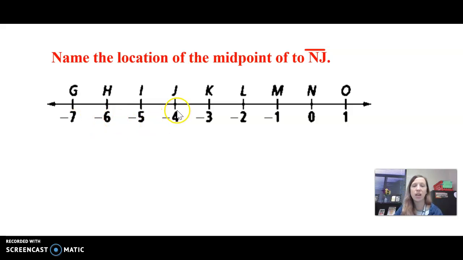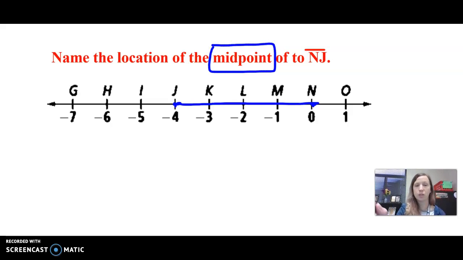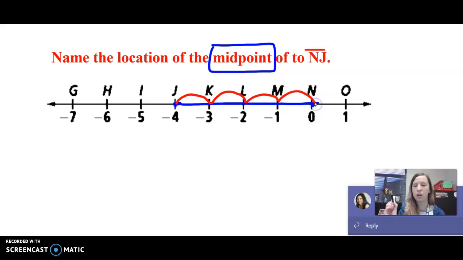All right, name the location of the midpoint of NJ. So NJ, let's see, NJ, connect them, and that is our segment. Now to find the midpoint of that segment, we need to find out how long it is. So let's do that next. 1, 2, 3, 4. It is 4 units long.